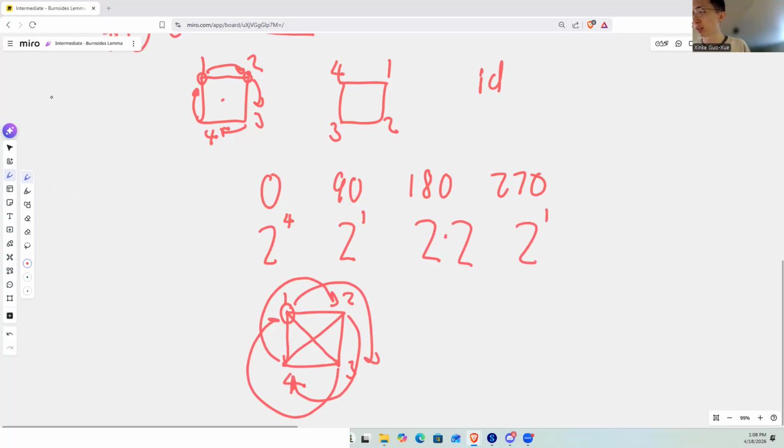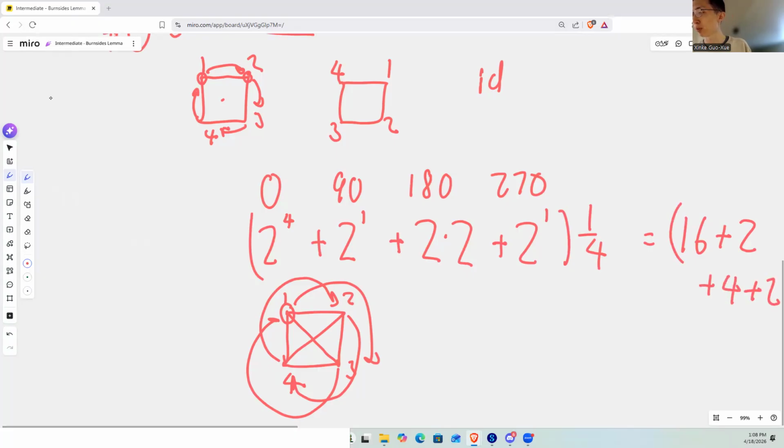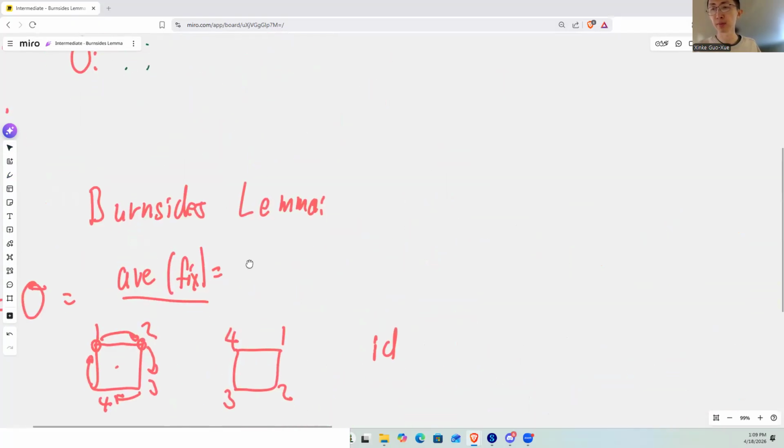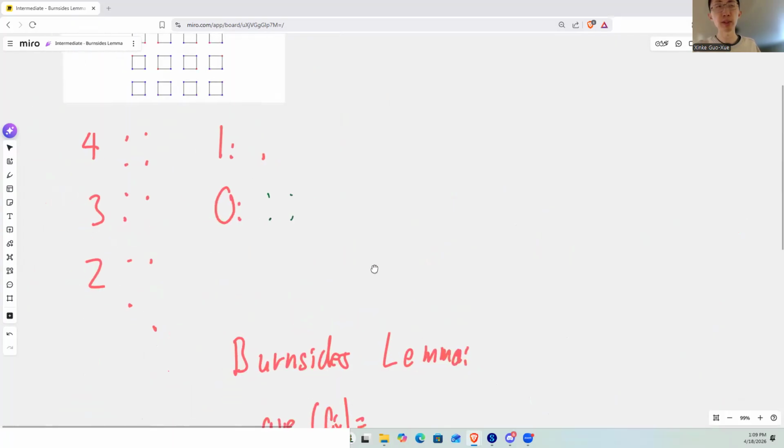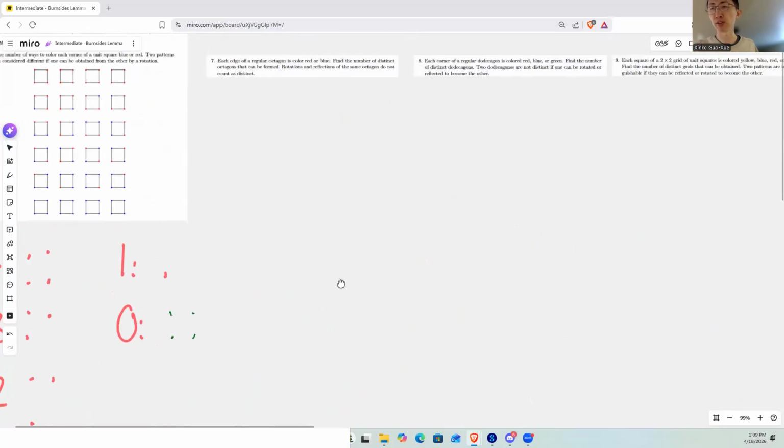So if we average all of these, we get 16 plus 2 plus 4 plus 2 all over 4, which is 24 over 4. So that gives us 6. So we got the answer 6 both ways, so we should be a bit more confident that our answer is right.